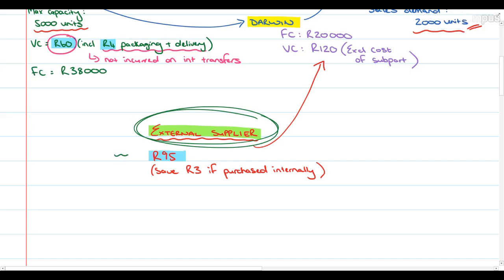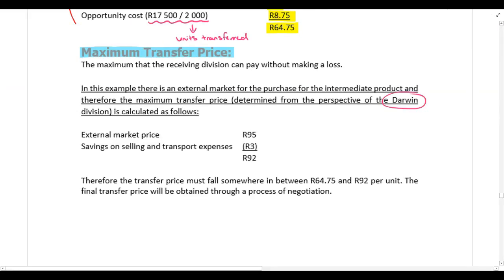I take the external market price and I deduct any variable costs that are saved on internal transfers. So my external market price is 95 Rand, savings on internal transfers, so there's savings on selling and transport expenses of 3 Rand, giving me a maximum transfer price of 92 Rand. So in this scenario, there was an external market for the purchase of the intermediate product. And that is why we are performing the calculation in that way.